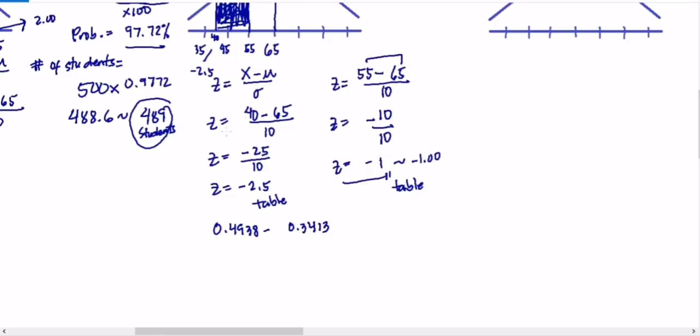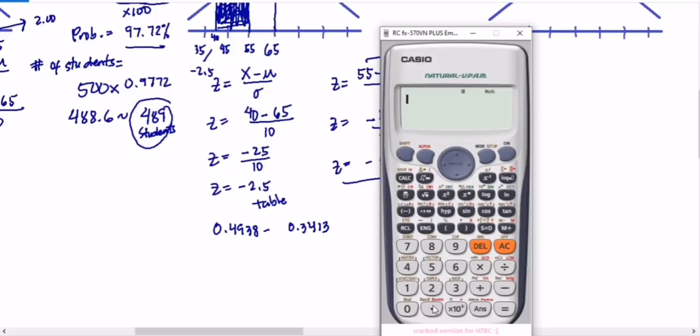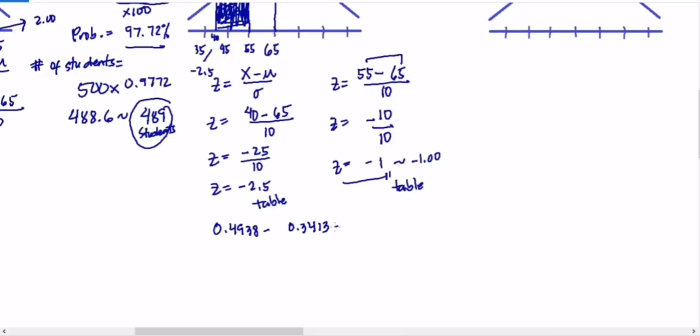So, the answer would be, calculator tayo ulit. 0.4938 minus 0.3413. That is equal to 0.1525. So 0.1525. This is the area. Okay, what is the percentage? Times 100 lang natin or move the decimal point twice to the right. So that is equal to 15.25%. Area, ito yung percentage.